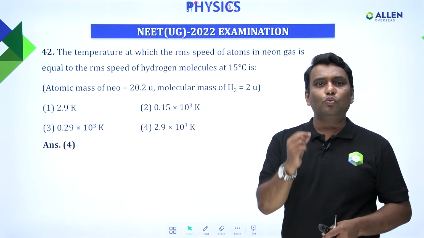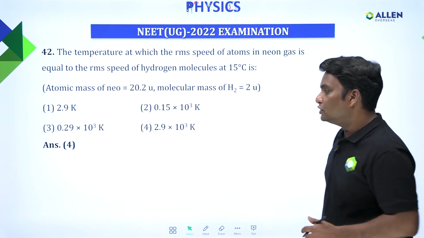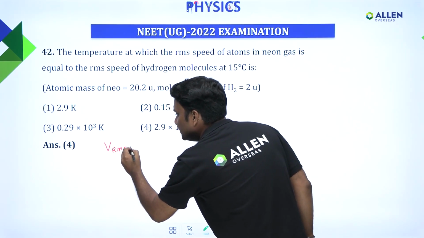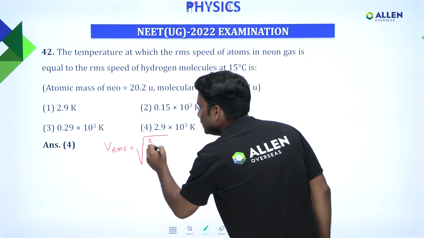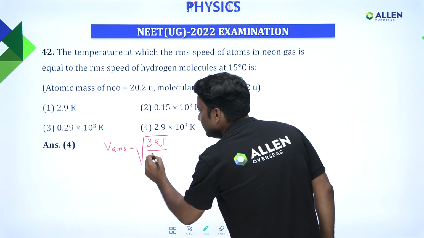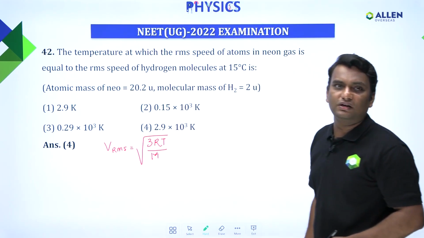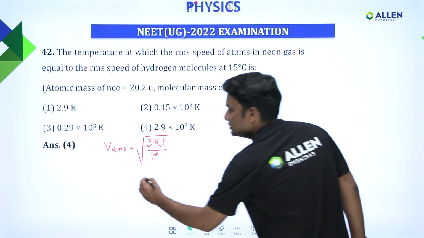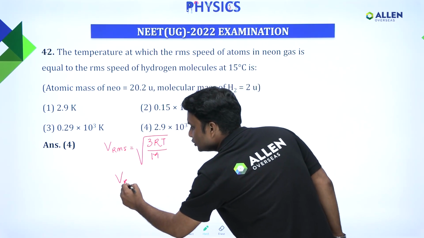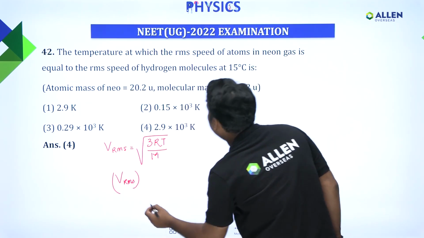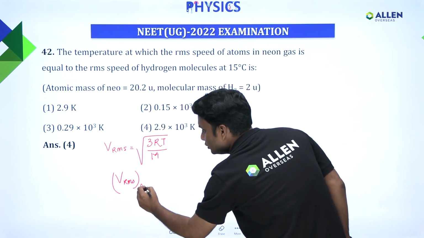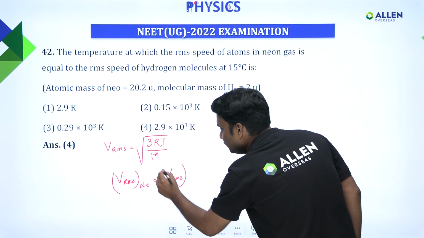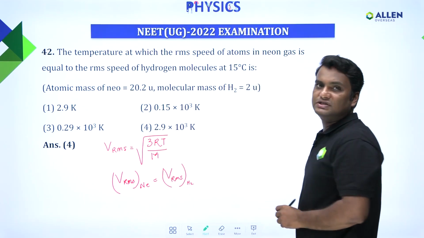First of all we should know the basic formula for the RMS speed. We all know Vrms is given by the formula square root of 3RT by M, where M is the molecular mass of the gas. Now the question is saying that the Vrms of neon gas is equal to the Vrms of hydrogen gas. This is what the question is saying, right?